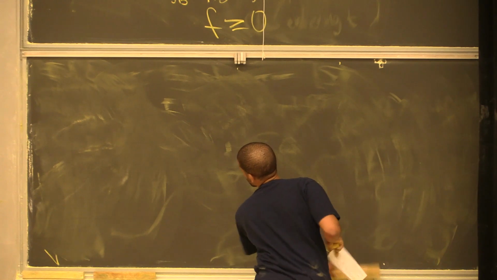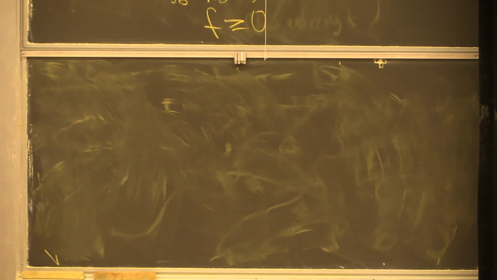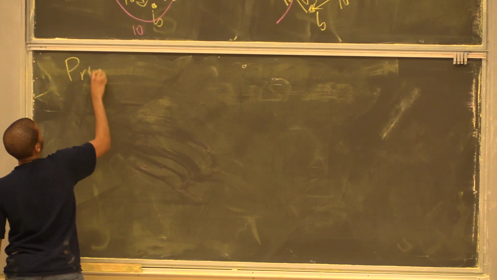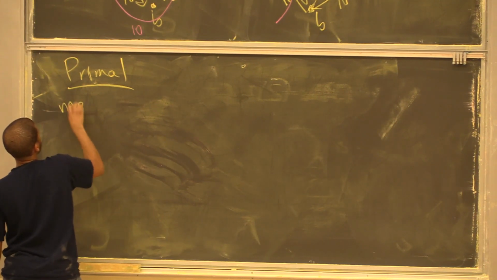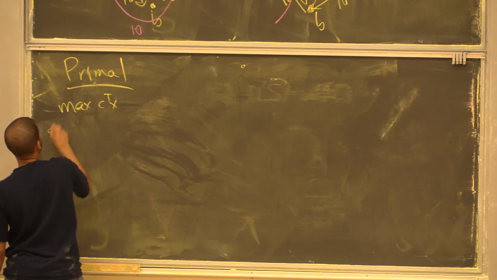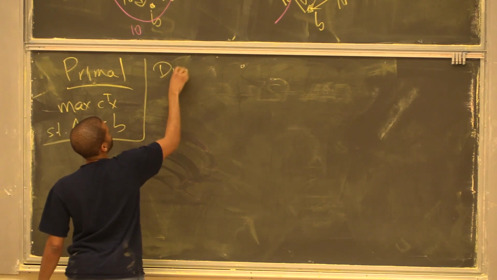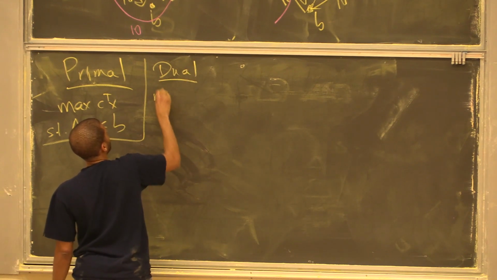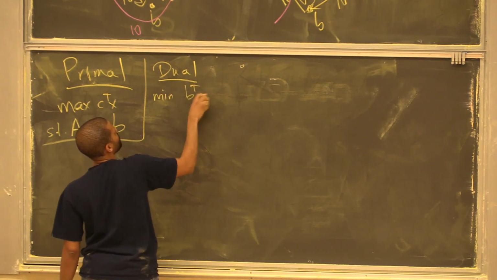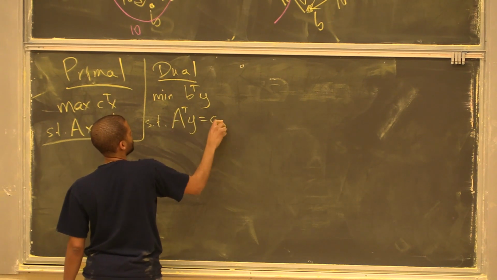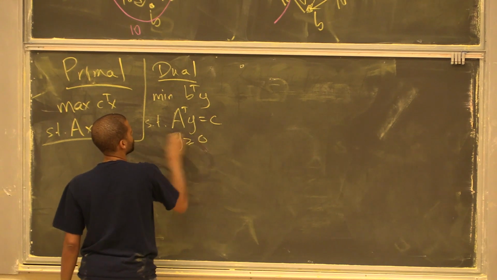Let's just remind ourselves what duals are supposed to look like. I'll do that on this board, and then I'll go back there. So if we have the primal LP looks like max of c transpose x subject to Ax is at most b, the dual then looks like min of b transpose y, subject to A transpose y is equal to c, and y is non-negative everywhere.